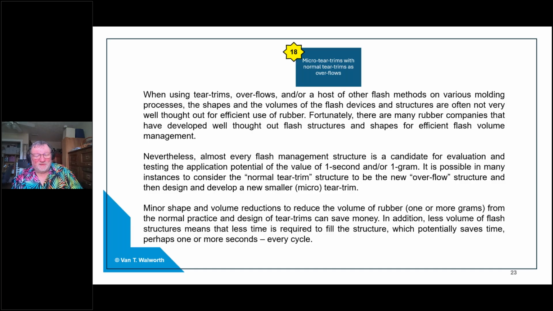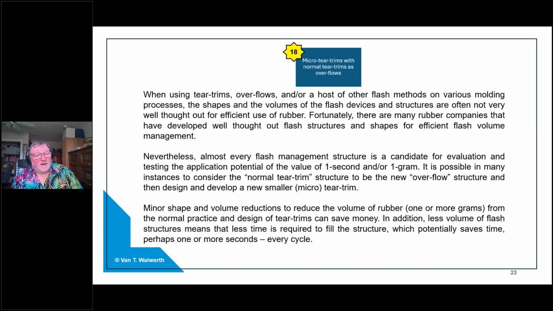And so by considering your normal tear trim to be an overflow and creating the design of your mold to have a micro tear trim, something that's smaller, now you're taking a gram, maybe a lot of grams, out of your rubber cavities from that particular mold design. We somehow don't think about doing that, and there are some very clever ways that can be done to good efficiency. And I encourage people to try to utilize that concept in your future mold designs.